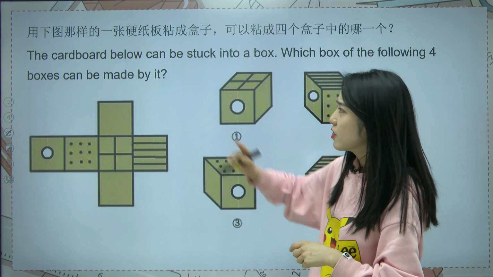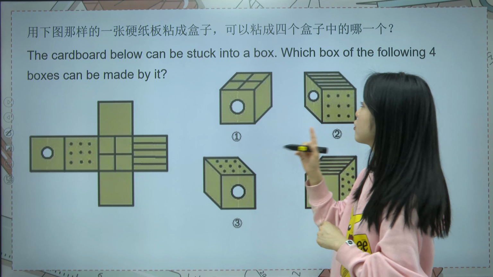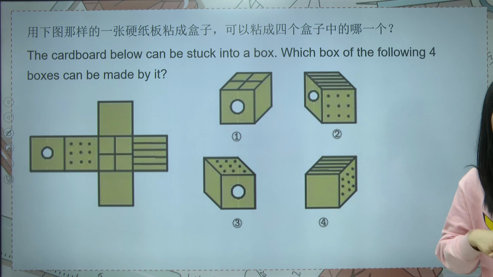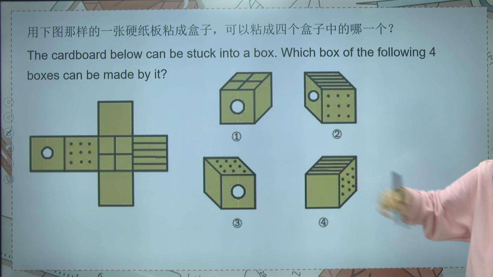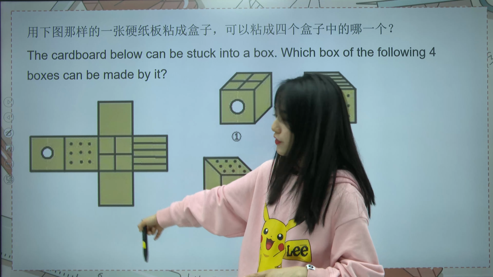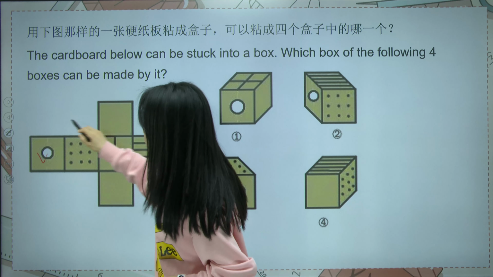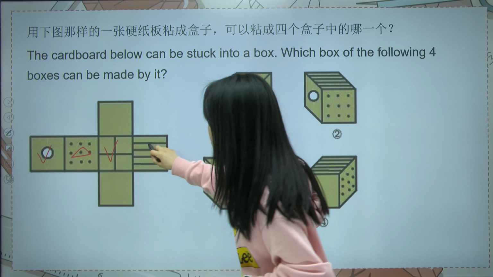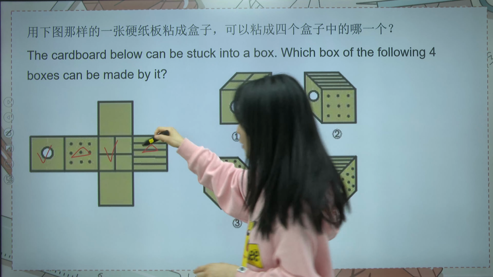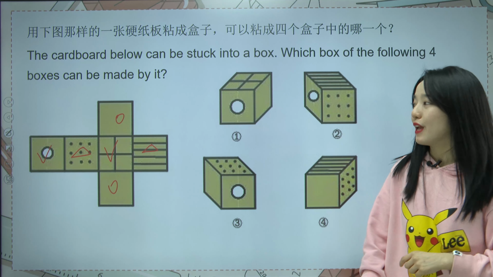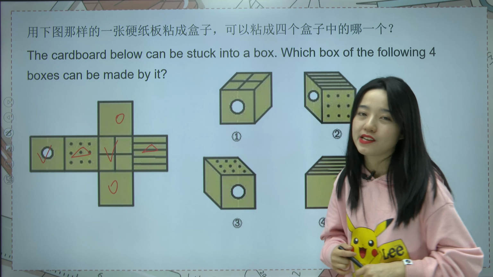Here. The cardboard below can be stuck into a box. We want to know which box of the following 4 pictures can be made by it. First, let's find all opposite faces in this net. These are in a mu, so they are opposite. These are also in a mu, so they are opposite. And also these are in a mu, see, so they are opposite. Now, 3 pairs of opposite faces.